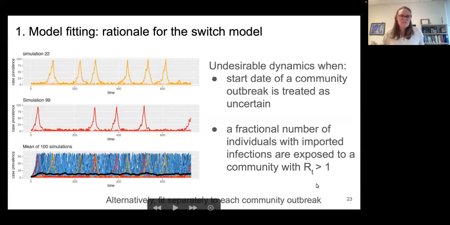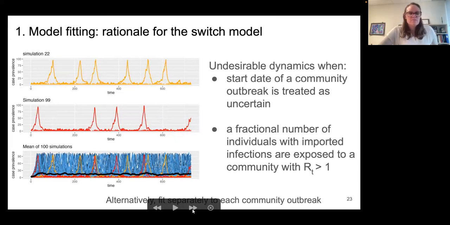If you allow for importations of fractional individuals to happen, then the model is going to predict a community outbreak, but in reality, you won't have one, because if the model's allowing for fractional importation, in practice, most of the time, that's going to be no individual that's imported.